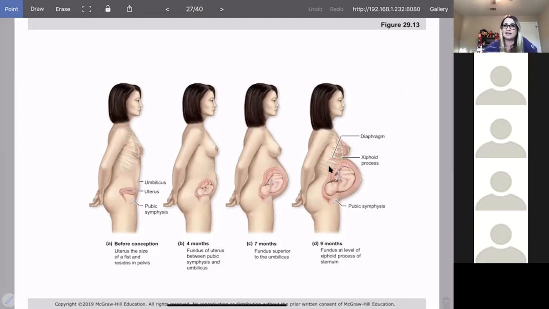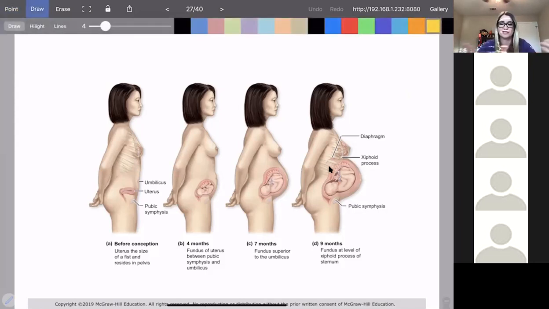And then yeah, that's that for the changes in the mom. That kind of summarizes that. But again, I said every woman has, you know, you might not have all of these symptoms, okay, but the plasma volume does increase and the tidal volume does increase and all that.